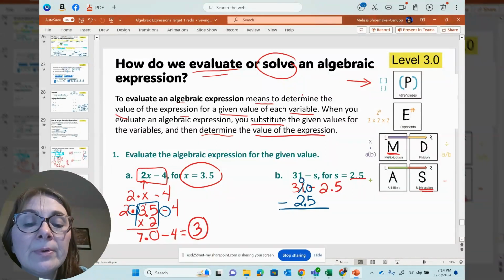I'm going to borrow. 10 minus 5 is 5. Bring the decimal straight down. Borrow again. That's going to be 28.5.